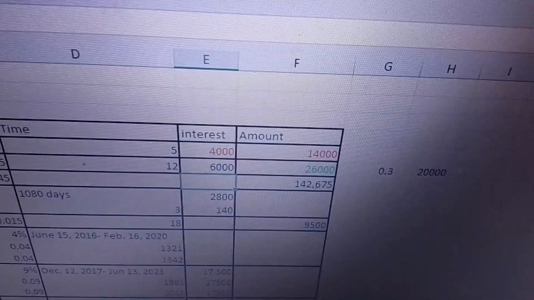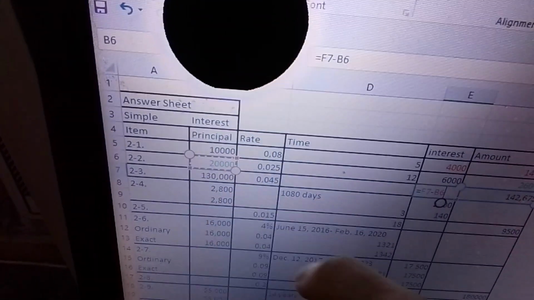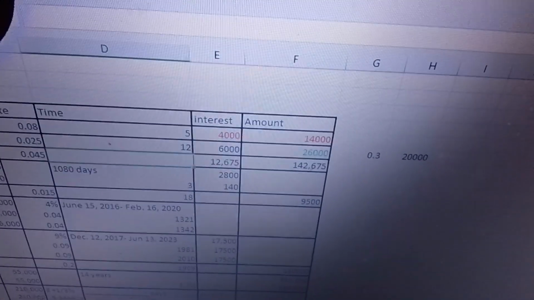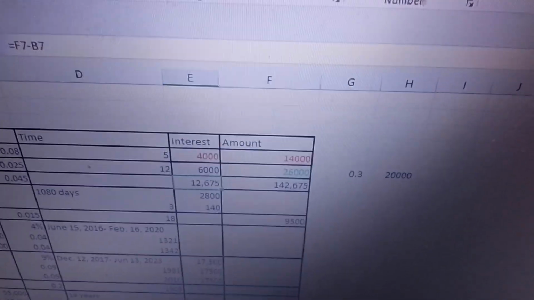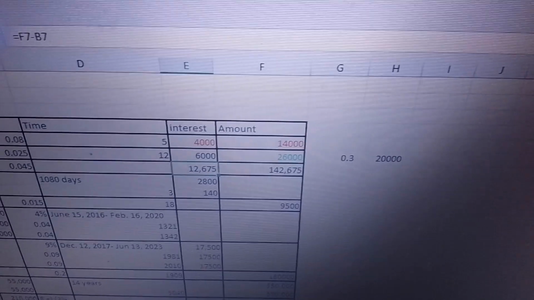Looking at the blank cell here, you do this. Equals, click the amount cell, then minus the principal, which is 130,000. Not that one, this one, shift down. Is that correct? Yes, then press enter. And therefore your interest must be 12,675. That is the interest.